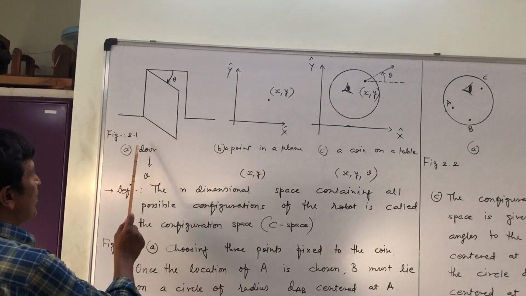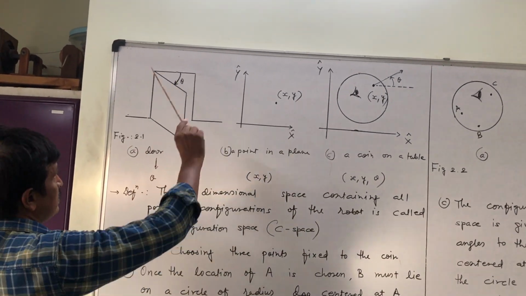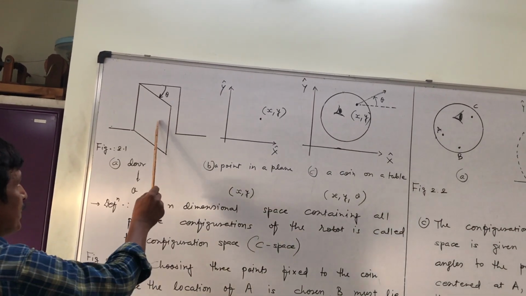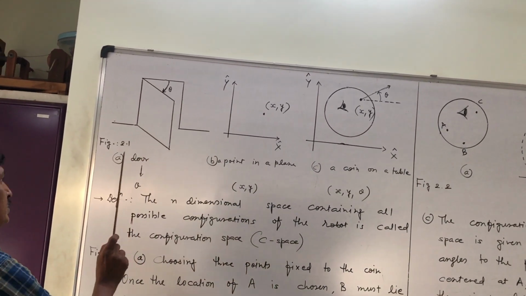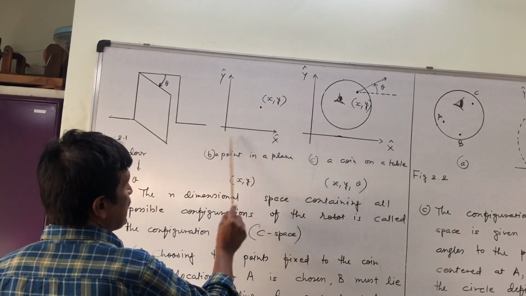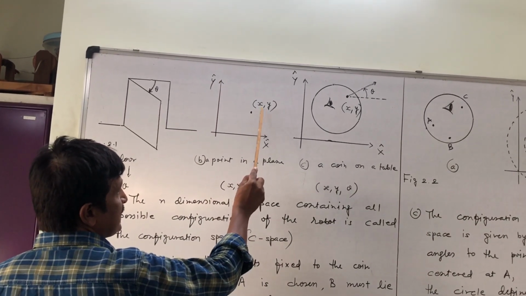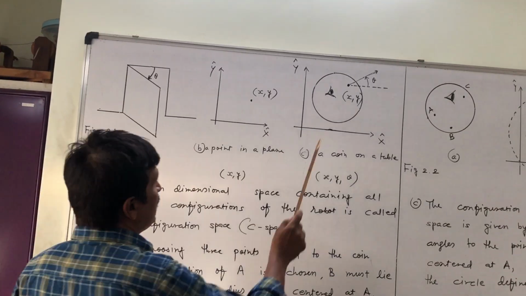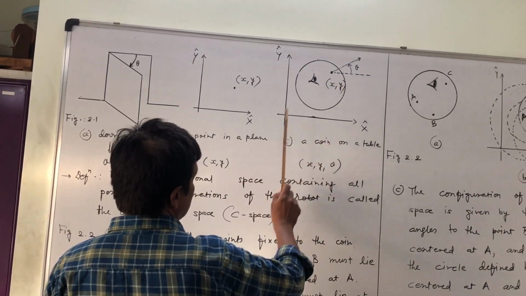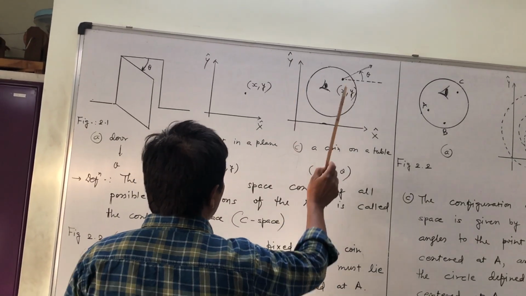This is figure 2.18. This one is a door. It is rotating about a hinge with angle theta. We can represent its position through just angle theta. This one is a point in the xy plane, with x and y coordinates. This one is a coin on the table, say the xy plane.